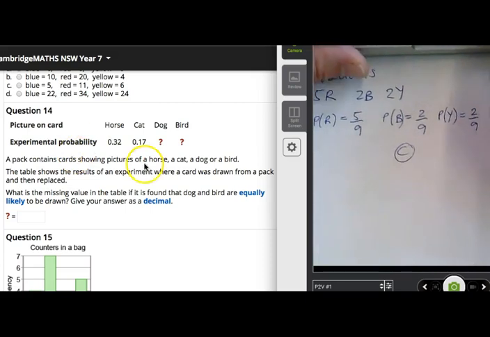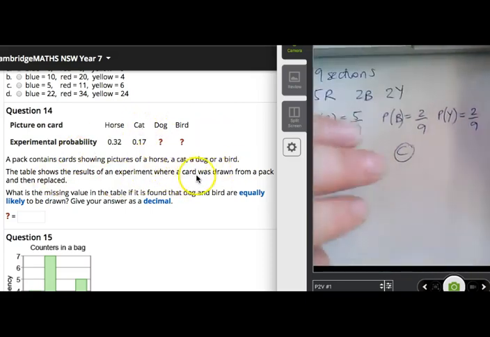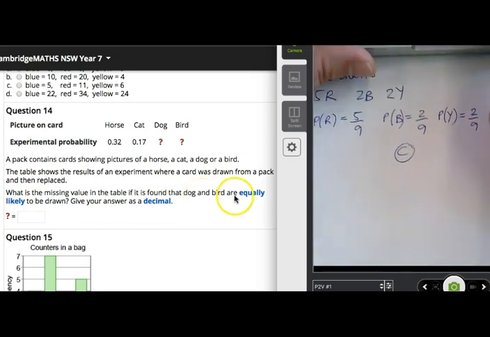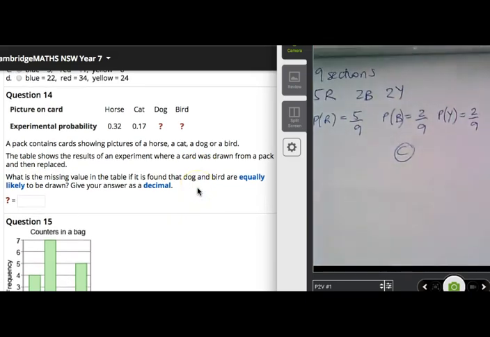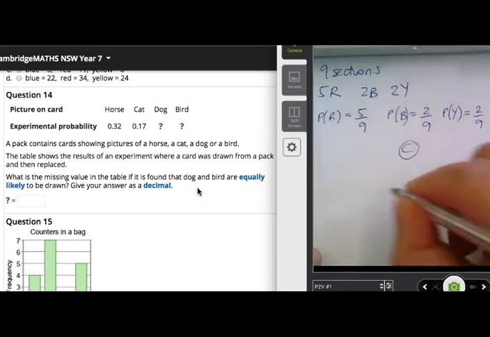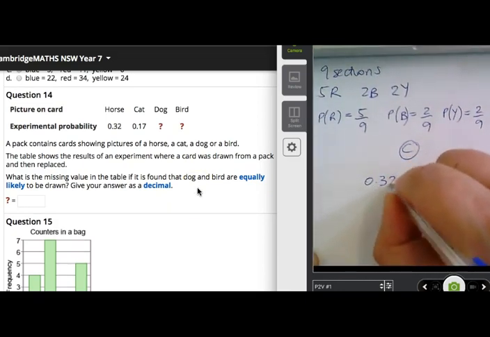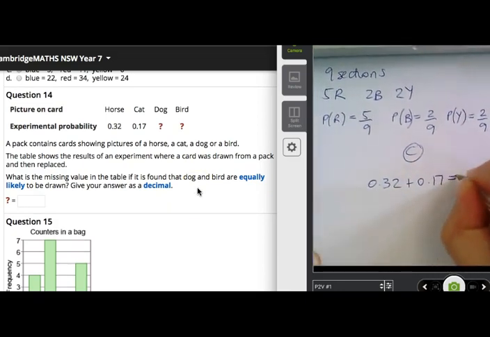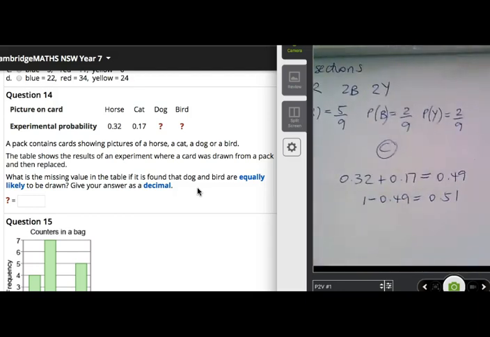Now, a pack contains those 4 types of cards. The table shows the results of an experiment where the card was drawn from a pack and replaced. What is the missing value in the table if it is found that dogs and birds are equally likely? What should I do, girls, if all probabilities add up to 1? I should add the horse and the cat, and we get 0.49. Is that right? And then 1 minus 0.49 is 0.51. That means dogs and birds should add up to 0.51.